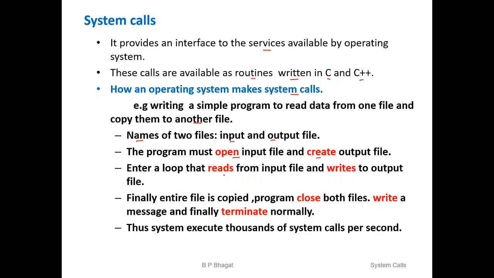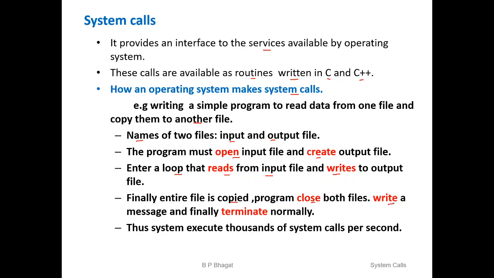Now, enter the loop and read the contents from the input file and write the contents to the output file. So the two system calls are reading the data from the input file and writing to the output file. Now this loop will continue till the read fails or end of file. And finally, once the file is copied, both files get closed. So the close system call is there, and write a message to the console.